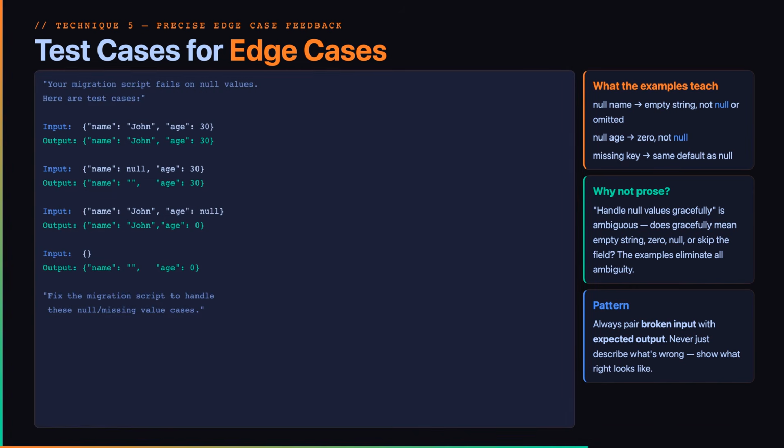Then read the right insights. Each example defines a precise default rule, and those rules remove ambiguity. The exam takeaway is simple. Pair broken input with expected output every time. Don't describe correctness abstractly. Show it concretely.